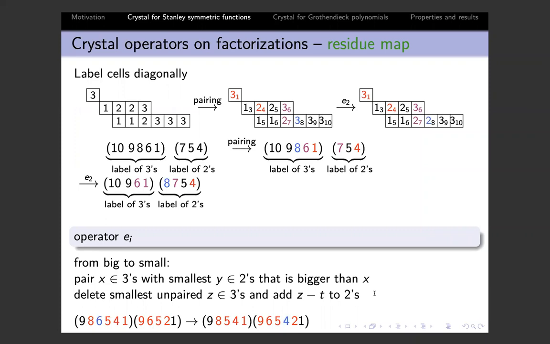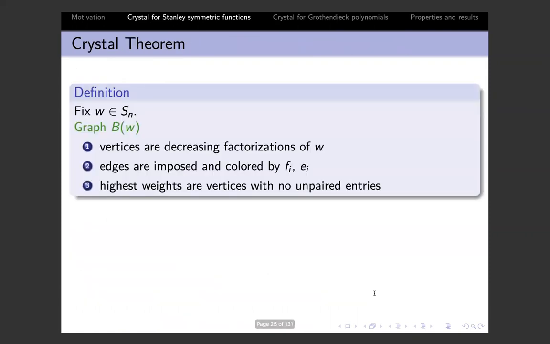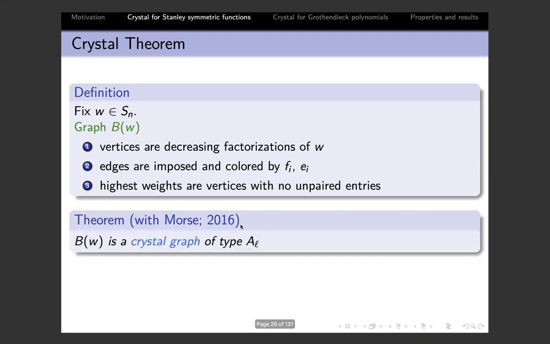Okay, so these will now be our crystal operators on these decreasing factorizations. And the claim is that this actually gives us a crystal. So the vertices of my crystal are just the decreasing factorizations. The edges are imposed by the E_i and F_i operators that I've just defined by this bracketing and then moving a letter over. And then the highest weights are the vertices with no unpaired entries, where you cannot move anything over, or alternatively, they are killed by an E_i operator.